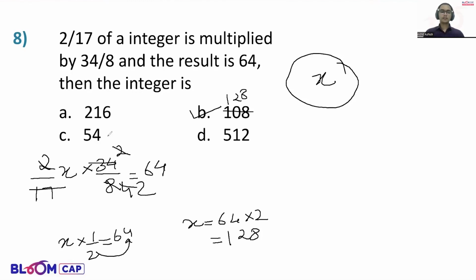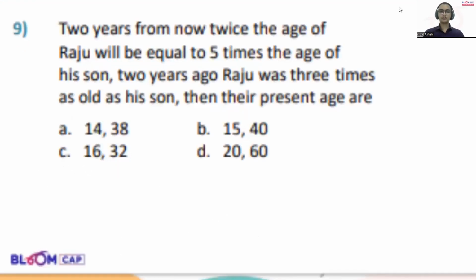So let's see again how we did this question. 2 by 17 into x, x is the number here, into 34 by 8. We simply do some simple division here. 17 to the 34. 2 into 4 is 8 and 2 into 2 is 4. So we get the number as 64 into 2, which is equal to 128 as our answer. Right. Now let's move on to the next question.